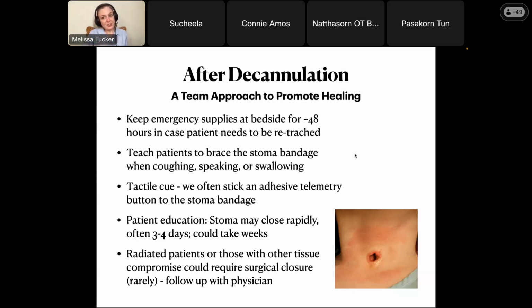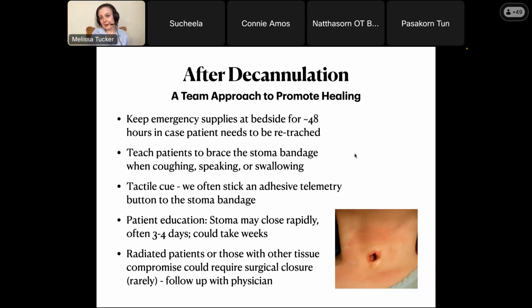We can educate the patient about what to expect. It may close rapidly. I read a statistic that some stomas lose about 50% of their size in the first 12 hours after decannulation in patients with a recent tracheostomy. Often I find that it takes about 3 or 4 days. In patients who have had the tube for a long time and who have a mature tracheostomy tube tract, it may take weeks to close completely. Patients who have had radiation to this area or some other tissue damage may take a long time to close, and they may occasionally require surgical closure.